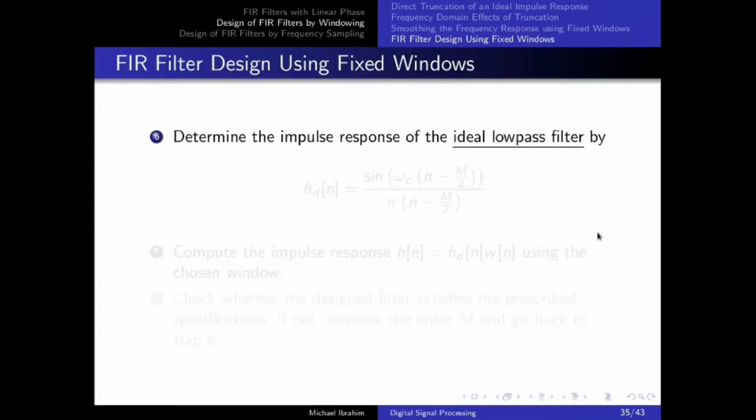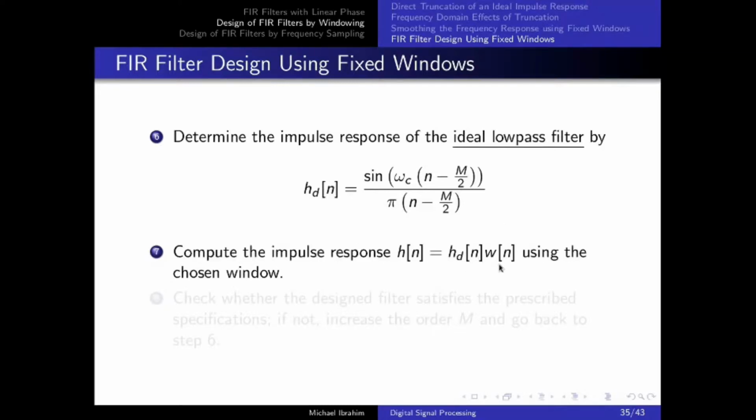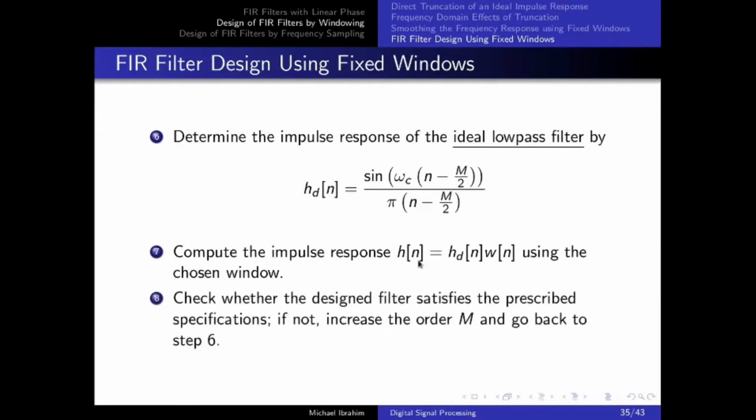Okay, next step, we need to determine the impulse response of the ideal low-pass filter, which is the form we have derived before, sin(omega c (n minus alpha)) over pi (n minus alpha), and of course alpha is M by 2. Once we have this desired impulse response, we need to multiply it by the window we have chosen based on the new stop band attenuation from the table. Once we have this new impulse response, we need to verify that it actually satisfies the requirements. So we need to put it in MATLAB, get the frequency response, and so on.